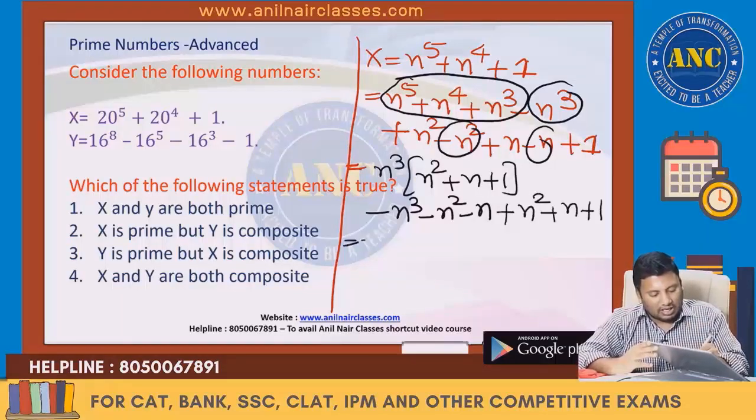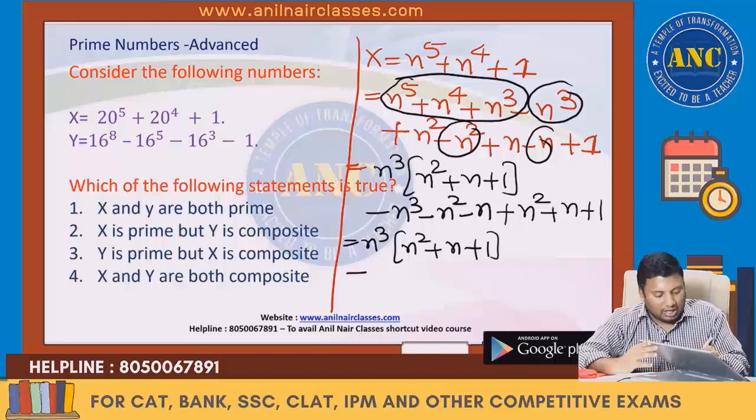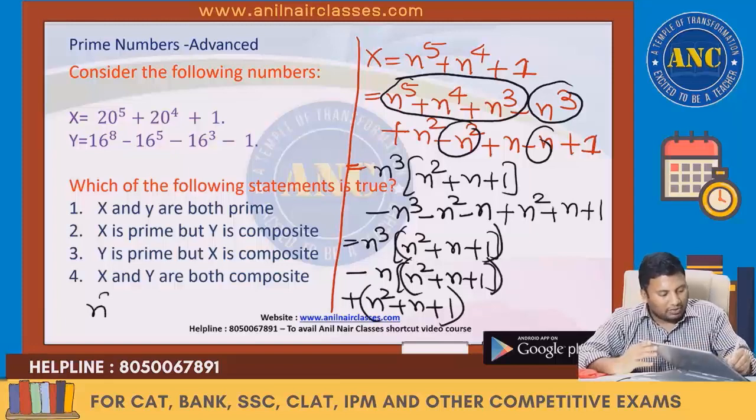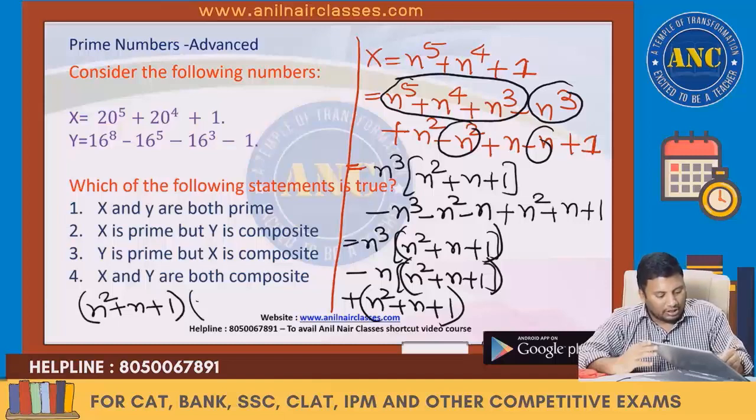Can I say this is nothing but n cube into (n square plus n plus 1) minus n into (n square plus n plus 1) plus (n square plus n plus 1)? If I take this common from all three, this is nothing but (n square plus n plus 1) into (n cube minus n plus 1). Can I write like this?